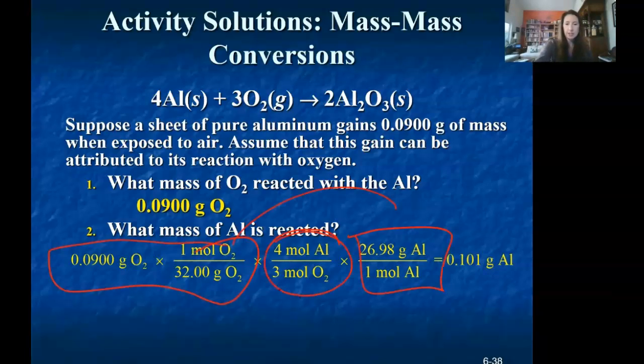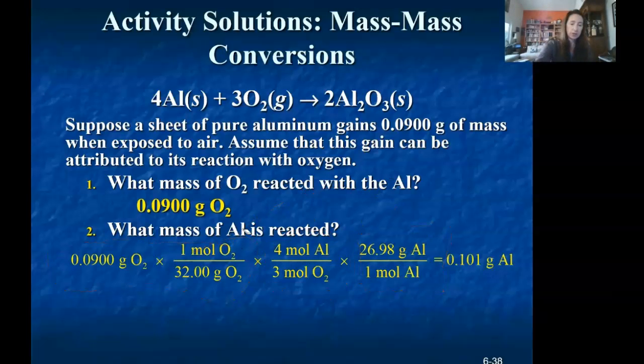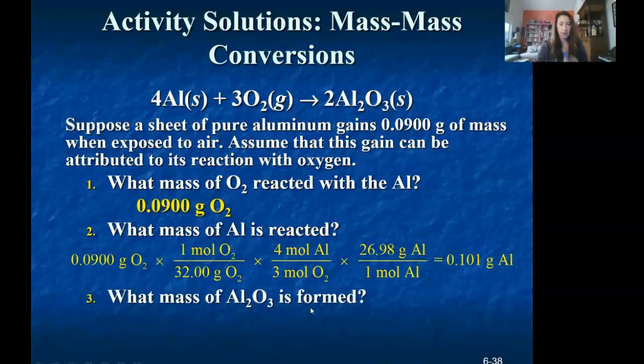The only new piece is this. That's the only new piece. So pretty much we're doing exactly what we're going to be doing for your exam. Okay, the next question was how much aluminum oxide is formed?